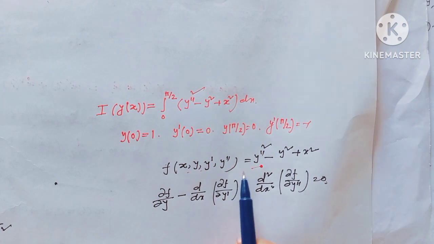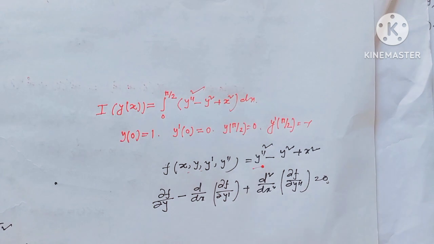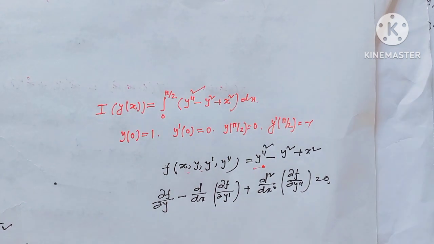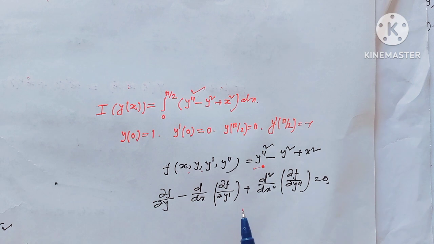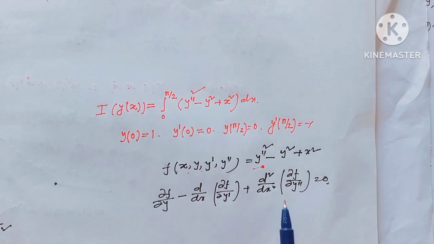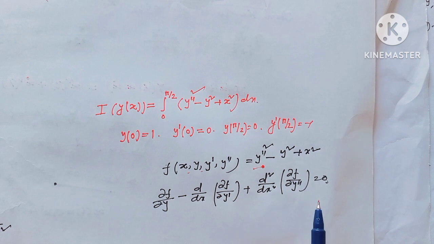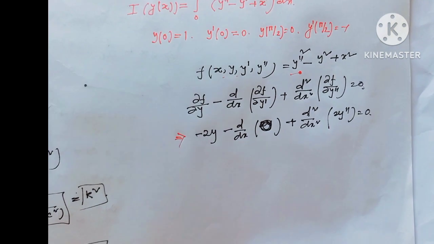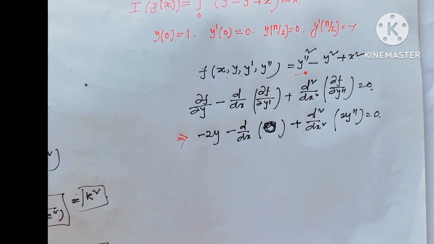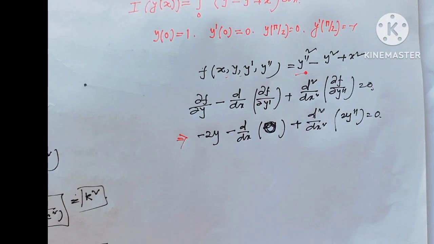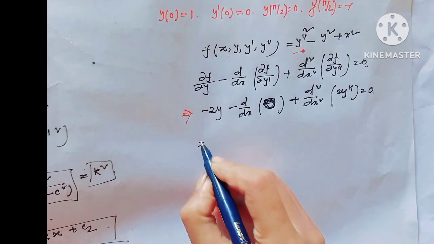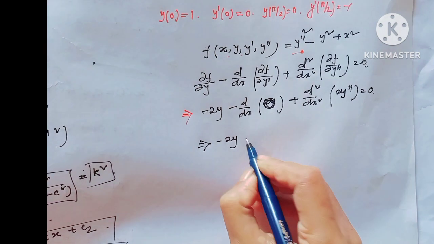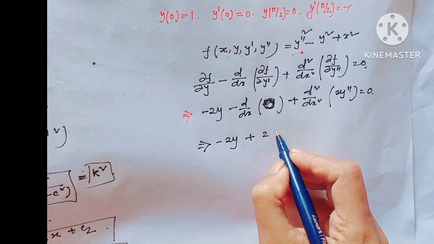Therefore the Euler equation of this functional is ∂F/∂y − d/dx(∂F/∂y') + d²/dx²(∂F/∂y'') = 0. Then the Euler equation would be: ∂F/∂y means −2y, ∂F/∂y' equals 0, and ∂F/∂y'' means 2y'', that implies −2y + 2.